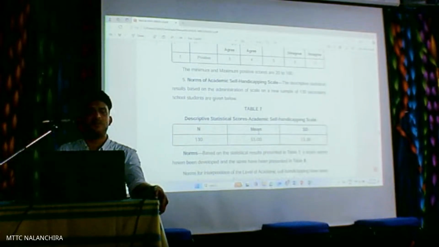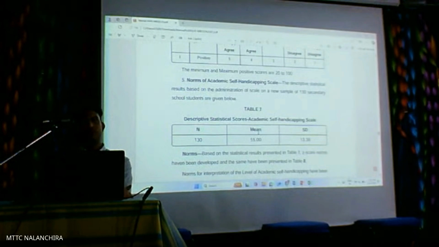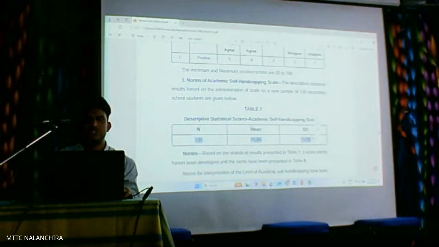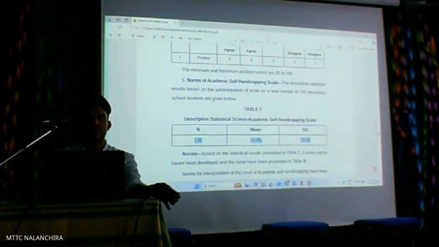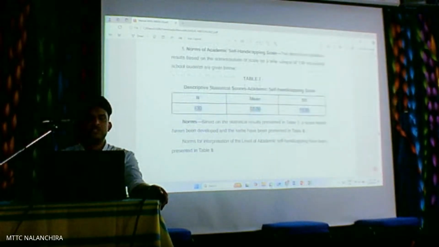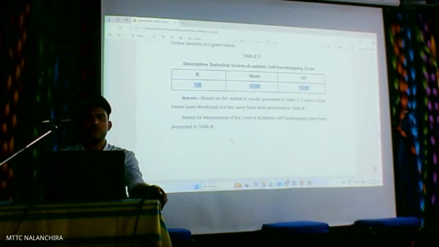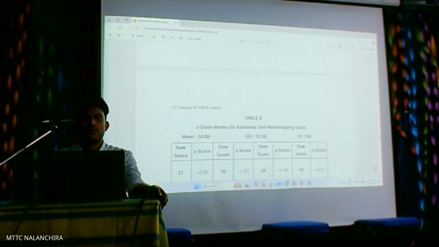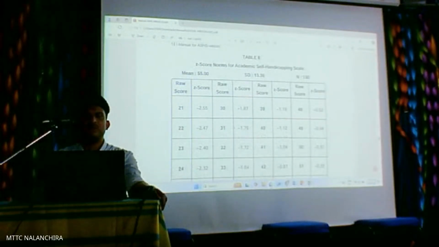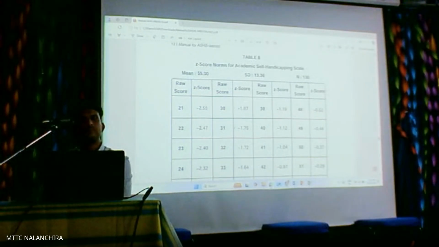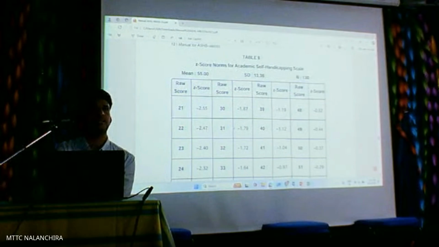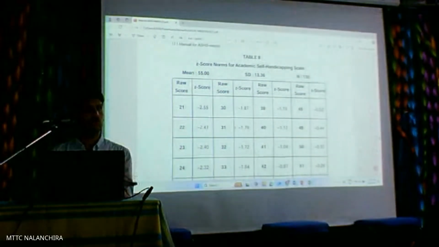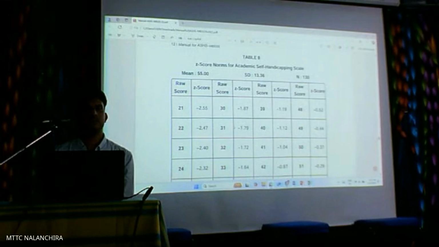Finally, norms of the academic scale. We have mentioned here the norms based on the mean and standard deviation. We administered it to another sample of 130 and took the mean and standard deviation. Based on that, we have presented two different norms. This is the Z-scores. We have mentioned the Z-scores. This I have not calculated. The publisher themselves calculated and converted the Z-score. We gave the raw scores to them, so they themselves made the Z-scores.